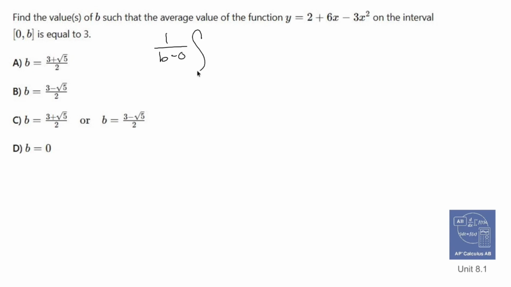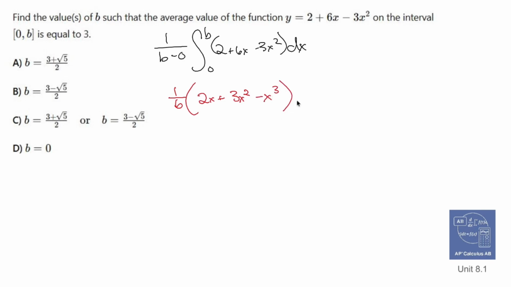We're going to integrate between 0 and b of 2 plus 6x minus 3x squared dx, and at the end of the day we want that to equal 3. We'll write that out at the end. You're going to have 1 over b times the antiderivative, 2x plus 3x squared minus x cubed. My limits are going to be 0 and b.